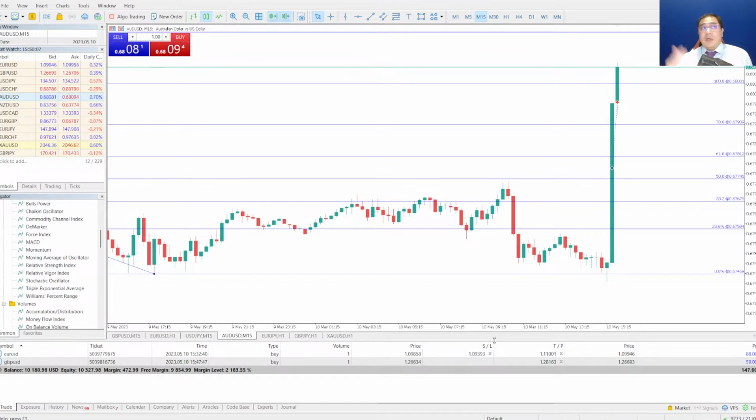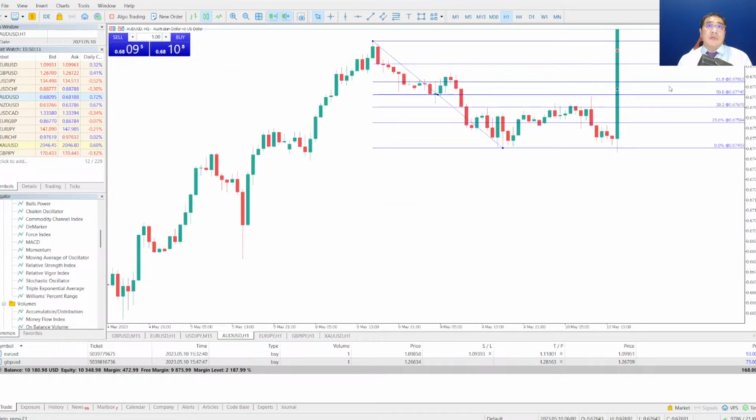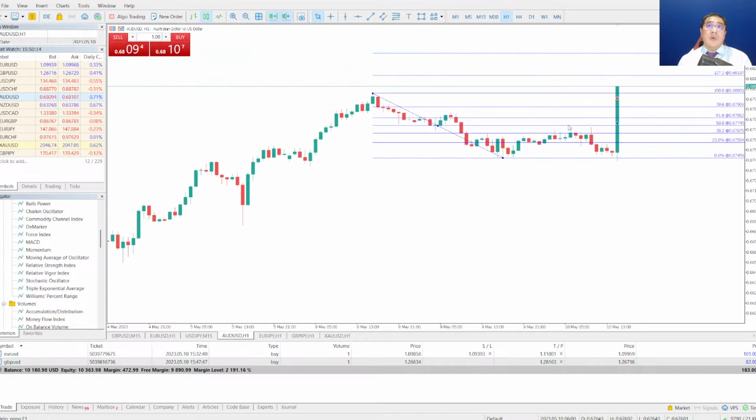So I'm not really too concerned that the market's going up right now. If you still have running positions, I gave you the targets. More than happy to give you the targets as well. But yeah, Aussie USD, you can go for a little bit higher. You can go for 68.25, 68.50.